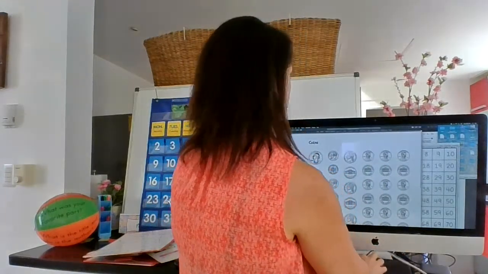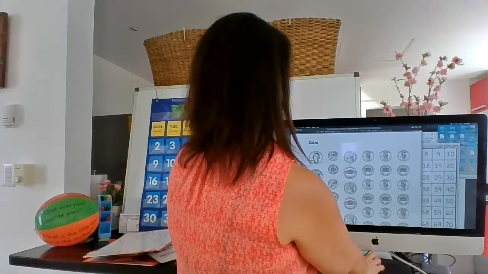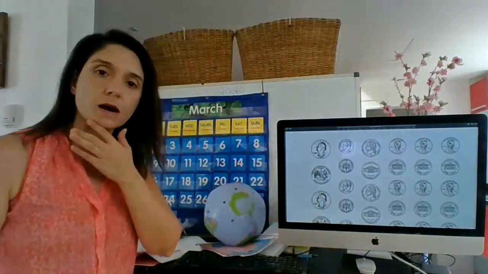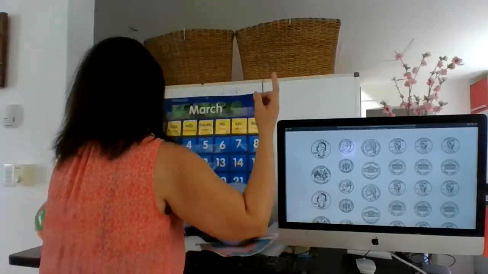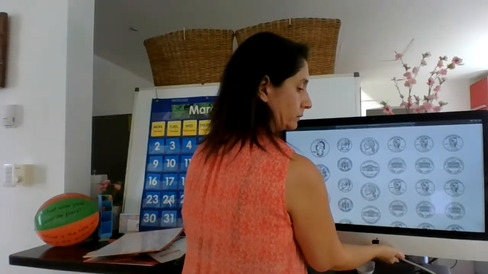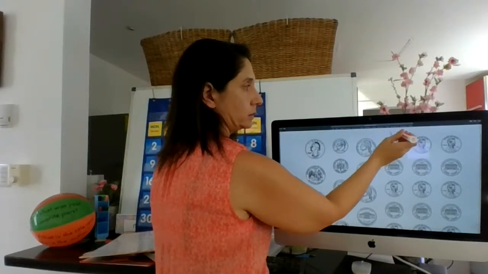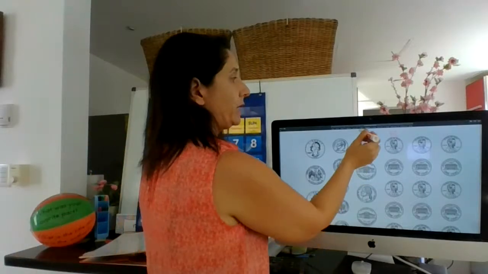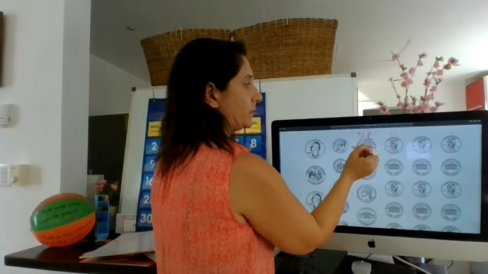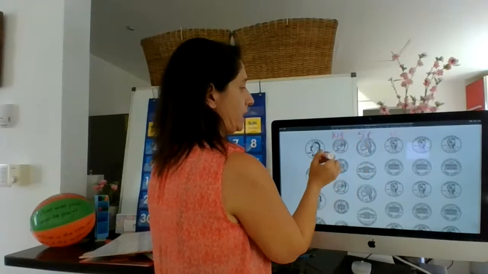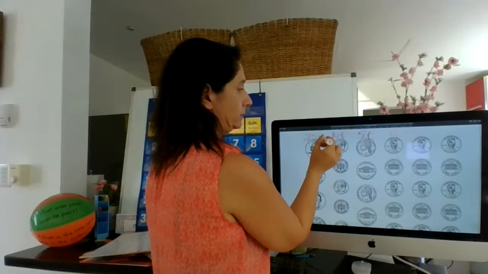Can you see all of these great, great coins? I can. All right, so let us remember that a penny is 1 cent. Can you see? I hope so. A nickel, we have a cent sign, right? I don't know if you can see that at all. And then we have 5 cents. And then we have 10 cents. And then we have 25 cents.